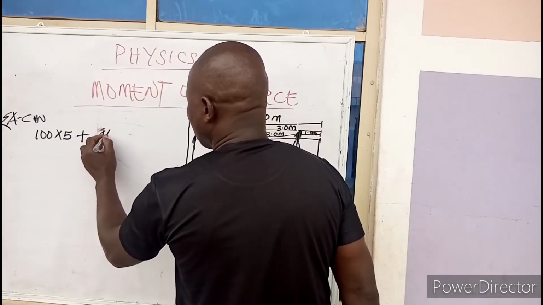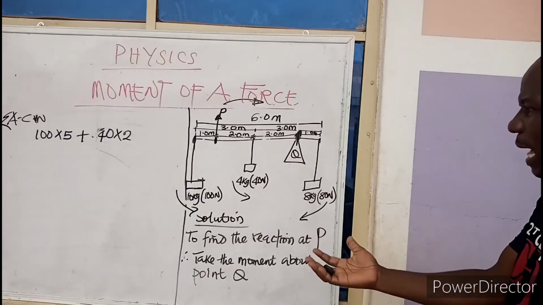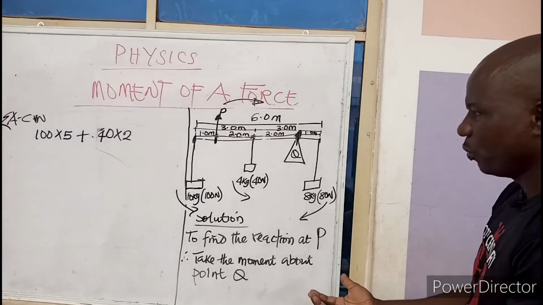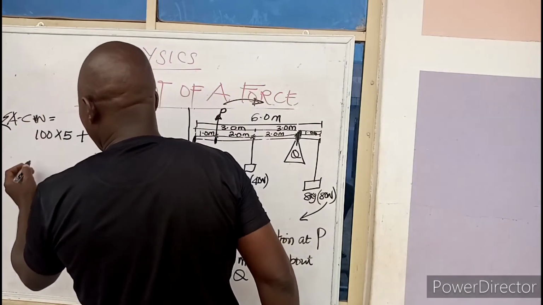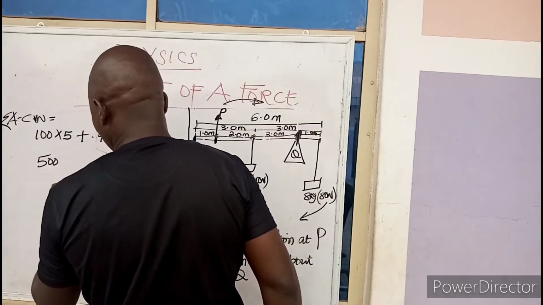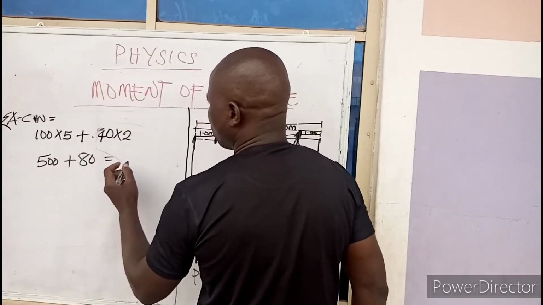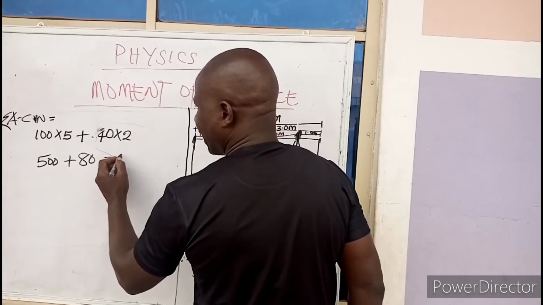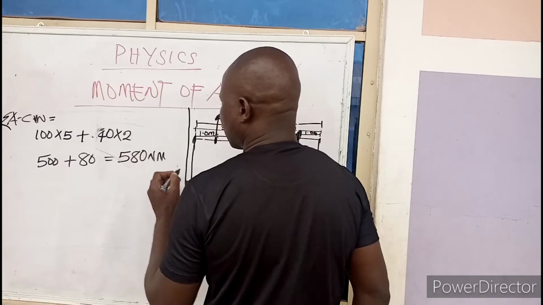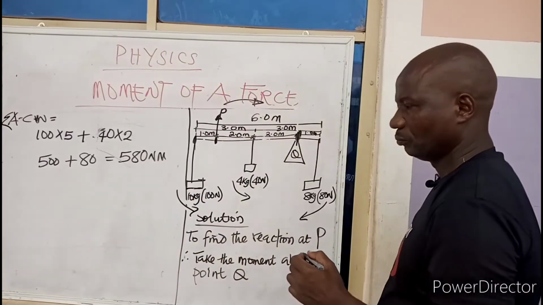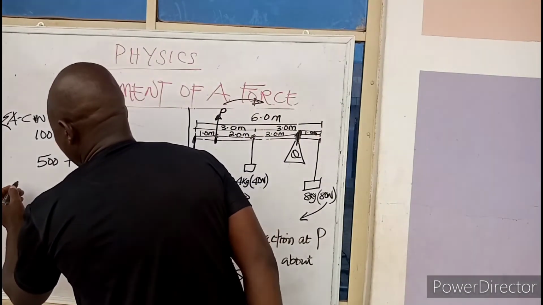That is my 40 times 2. Do you have any other anti-clockwise? No, we do not have, because these are the only two that will go. Now this will give me 500 plus 80, and the total of anti-clockwise is going to be 580 Newton meter.